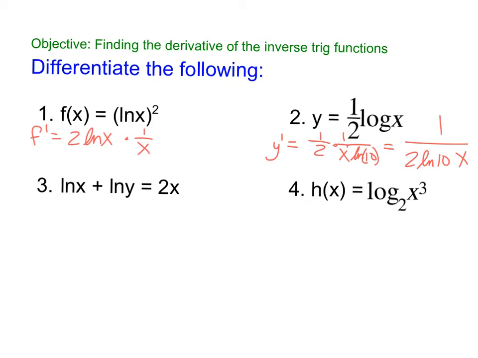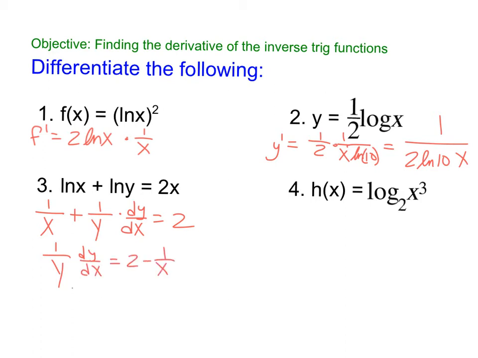All right, next. Ooh, this one has a y in it. Let's see what's going to happen here. The derivative of ln of x is 1 over x, plus ln of y, 1 over y dy/dx, equals 2. Now let's solve for dy/dx. 1 over y dy/dx equals 2 minus 1 over x, multiplied by y on both sides. So we get 2y minus y over x. That's it.